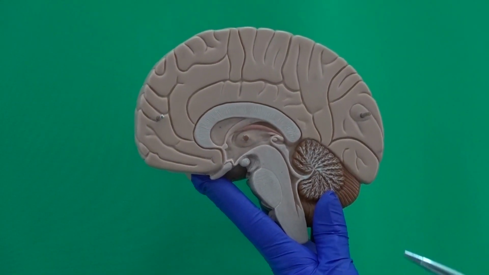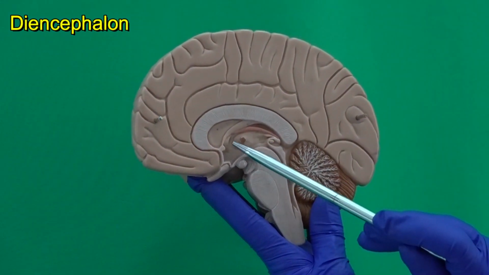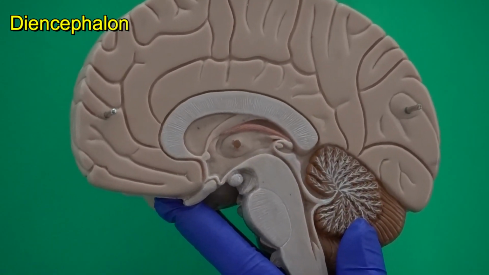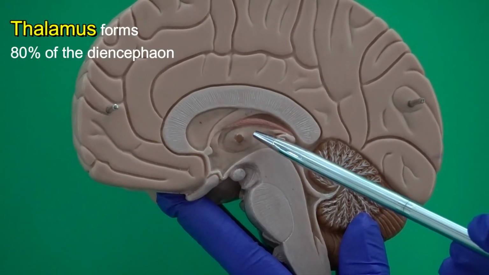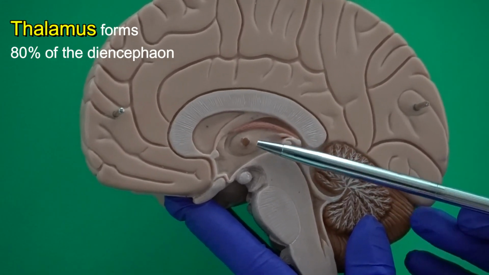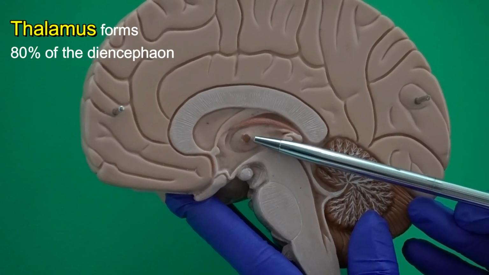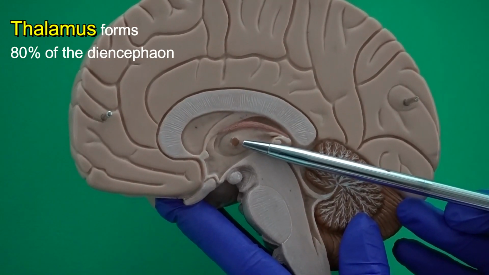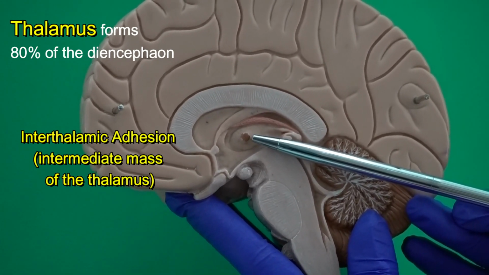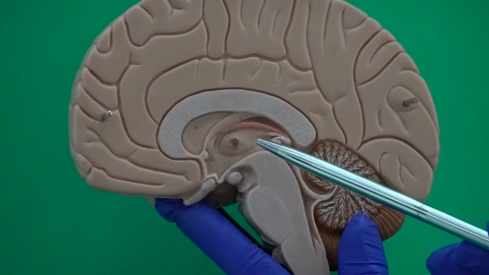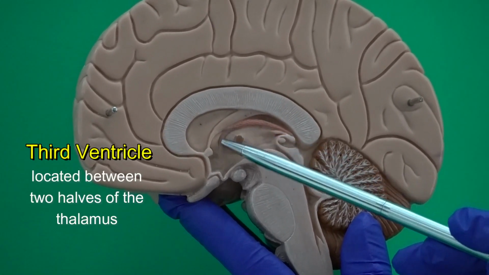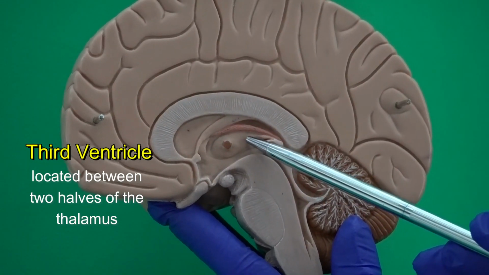Now I walk you through diencephalon. This section that I'm pointing at is diencephalon. 80% of diencephalon would be thalamus, so I'm pointing at the right side of thalamus, and exactly that dark area that I'm pointing at, that's interthalamic adhesion or intermediate mass that connects the 2 sides of thalamus together. Please note between the 2 sides of thalamus, exactly the space that I'm pointing at, that would be 3rd ventricle.